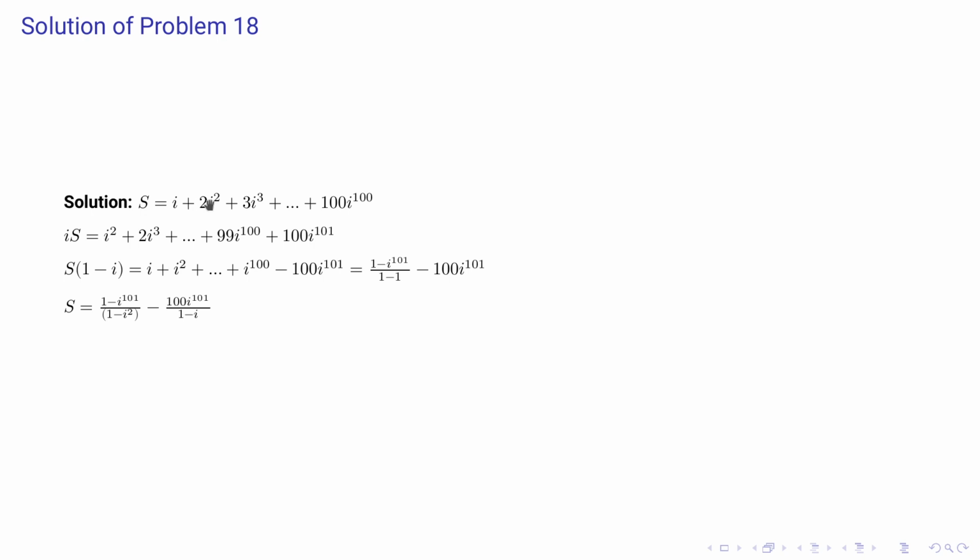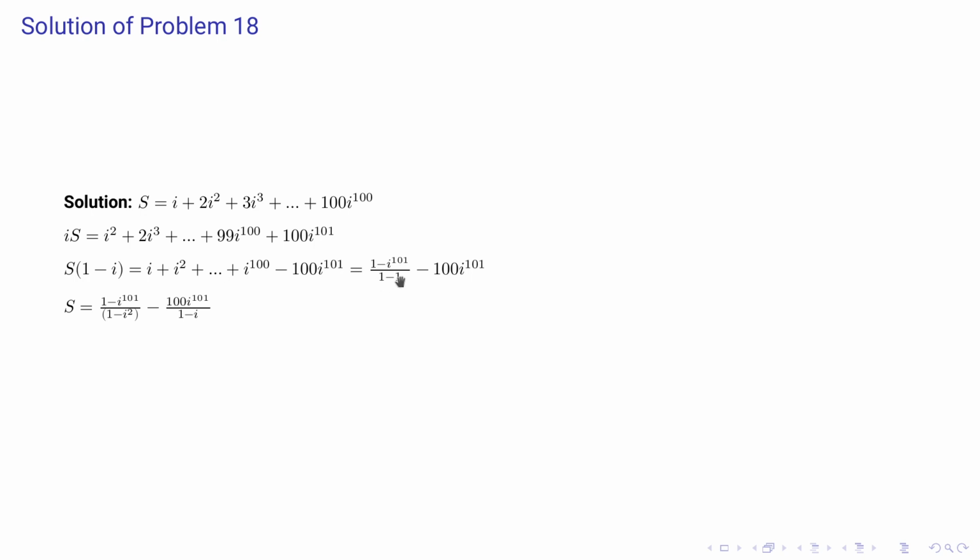So we subtract the corresponding terms. We get S into 1 minus i is equal to i plus i square up to i to the power 100 minus 100 i to the power 101. So this is now a geometric progression. We solve this: i into 1 minus i to the power 100 by 1 minus i.